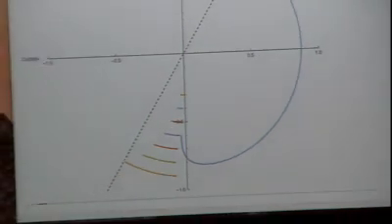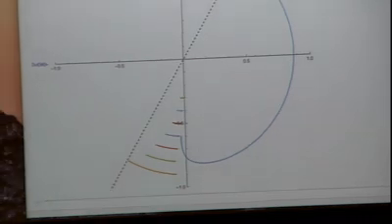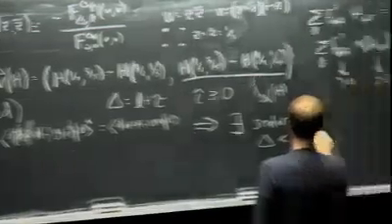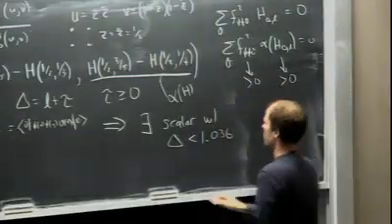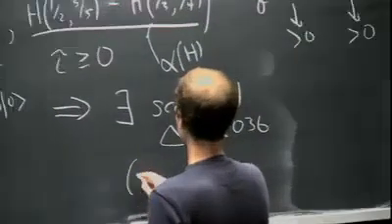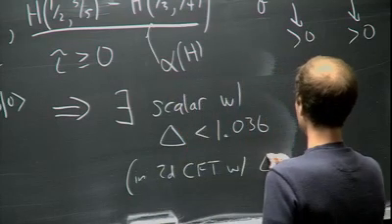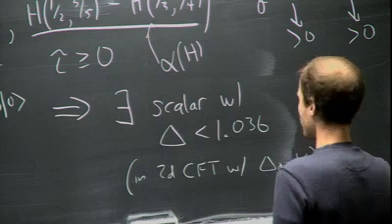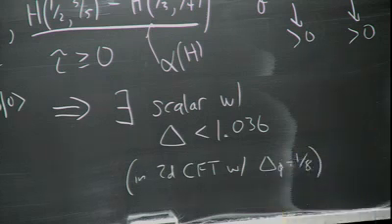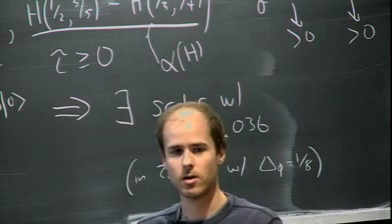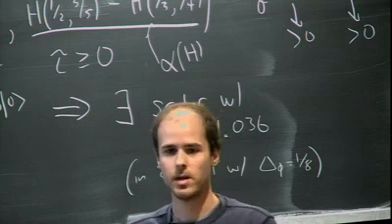So the conclusion is that there exists a scalar with dimension delta less than 1.036. So this is in a 2D CFT with a scalar operator with dimension 1/8. So does anybody know what the dimension of the lowest dimension scalar appearing in the sigma sigma OPE is in the 2D Ising model?